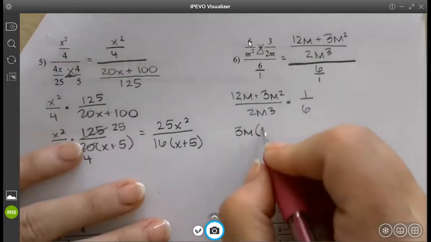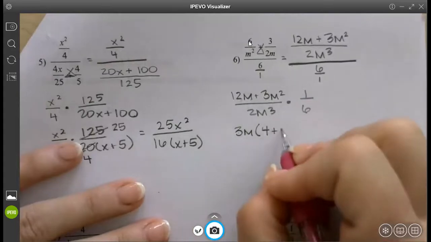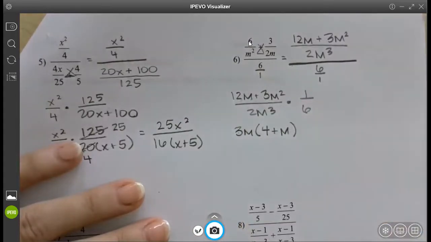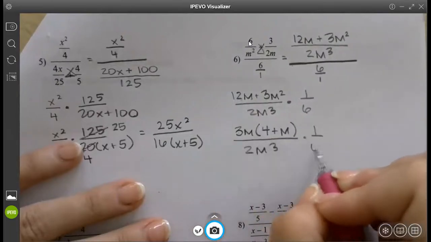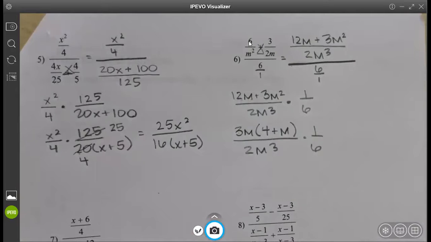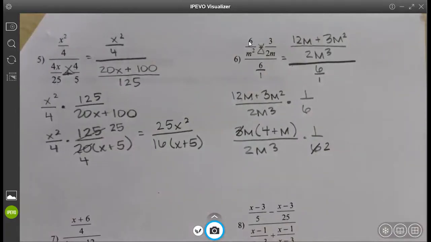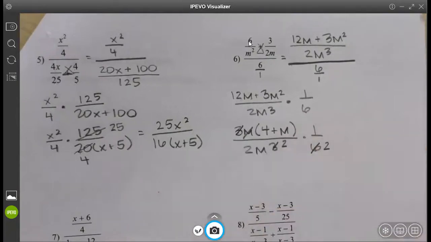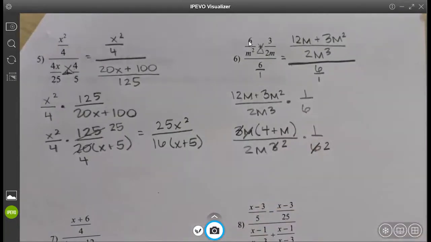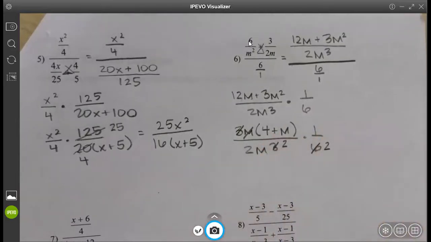So 12 divided by 3 is 4, and I took that 1m out. 3 divided by 3 is 1, and I took one of the m's away. On the bottom, I have 2m cubed. It will not factor, and then I have times 1 over 6. We're going to reduce what we can. 3 and 6 will reduce to a 2 on the bottom. We have 1m on the top and 3 on the bottom, so we'll take one of those away to make it 2 m's on the bottom. I don't have another 4 plus m, and then that 1 does nothing. So we are done at this point.